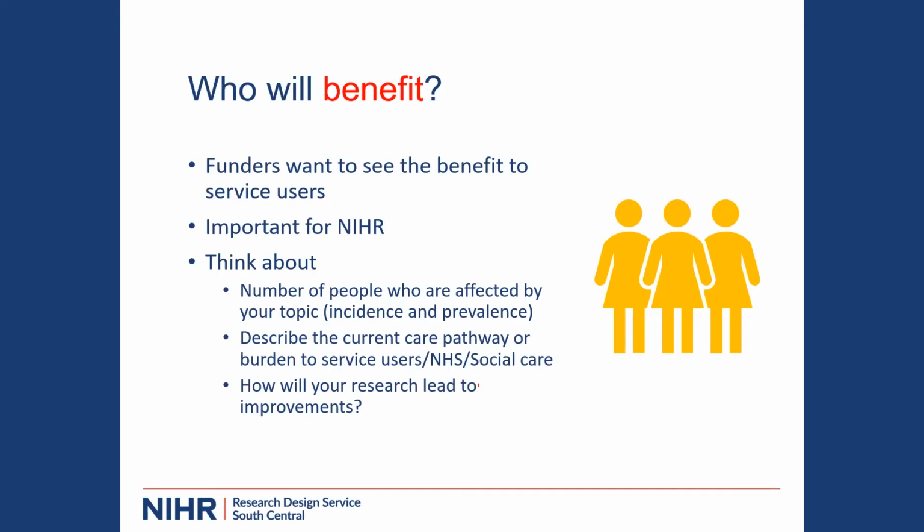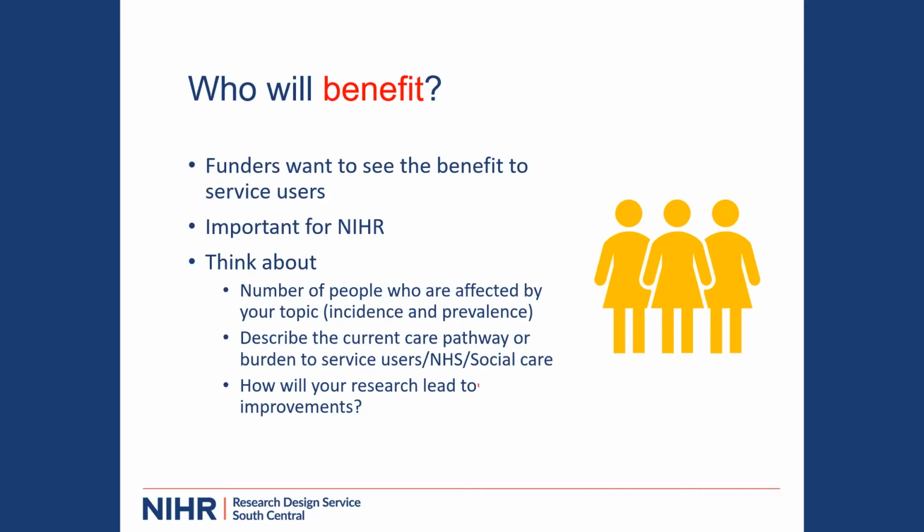Funders will also want to know who will benefit from your research. So is it an important topic area for NIHR or for any of the other funding streams? You can look at that through the priority settings that we talked about earlier. But we need to think about who will benefit, so the number of people who are affected by your topic. That's the incidence and prevalence of the condition. It doesn't necessarily mean you only research areas that affect large numbers of people. Rare diseases are also important for funders, but it's all about the justification of your application.